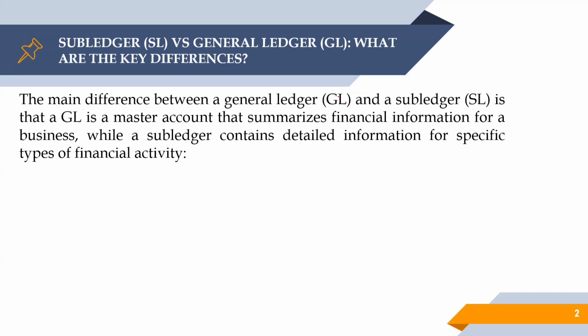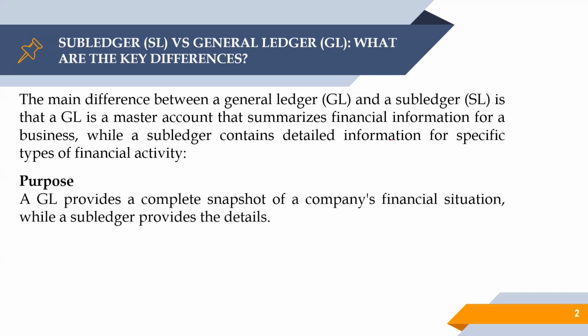When you come to the GL, it is a master account that summarizes financial information for a business. It means if you have hundreds of suppliers and vendors, all transactions are clubbed under one GL account, accounts payable. That accounts payable consists of 100 plus vendors in the SL, but in the GL you are able to know the total balance of your accounts payable. In the SL you are able to pull detailed information for a specific vendor.